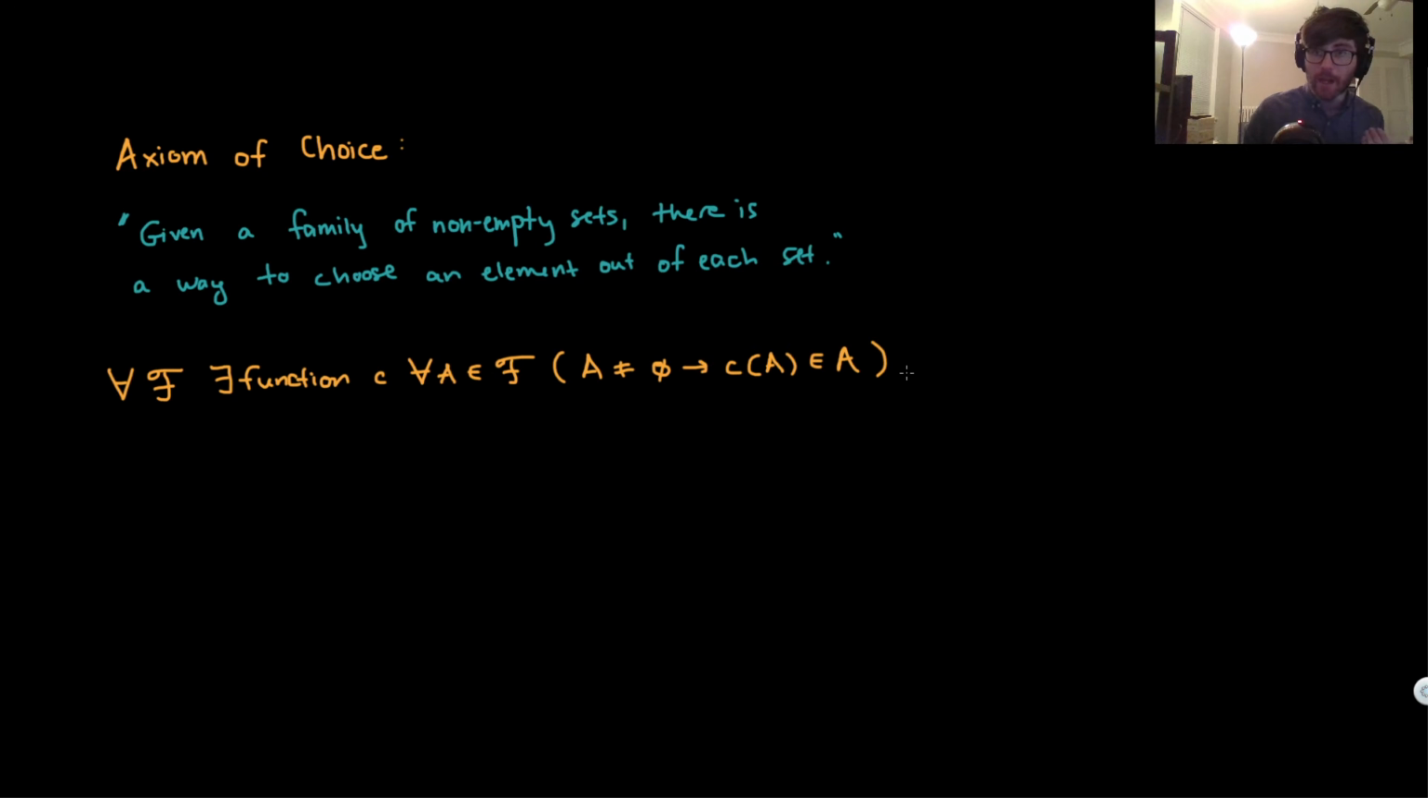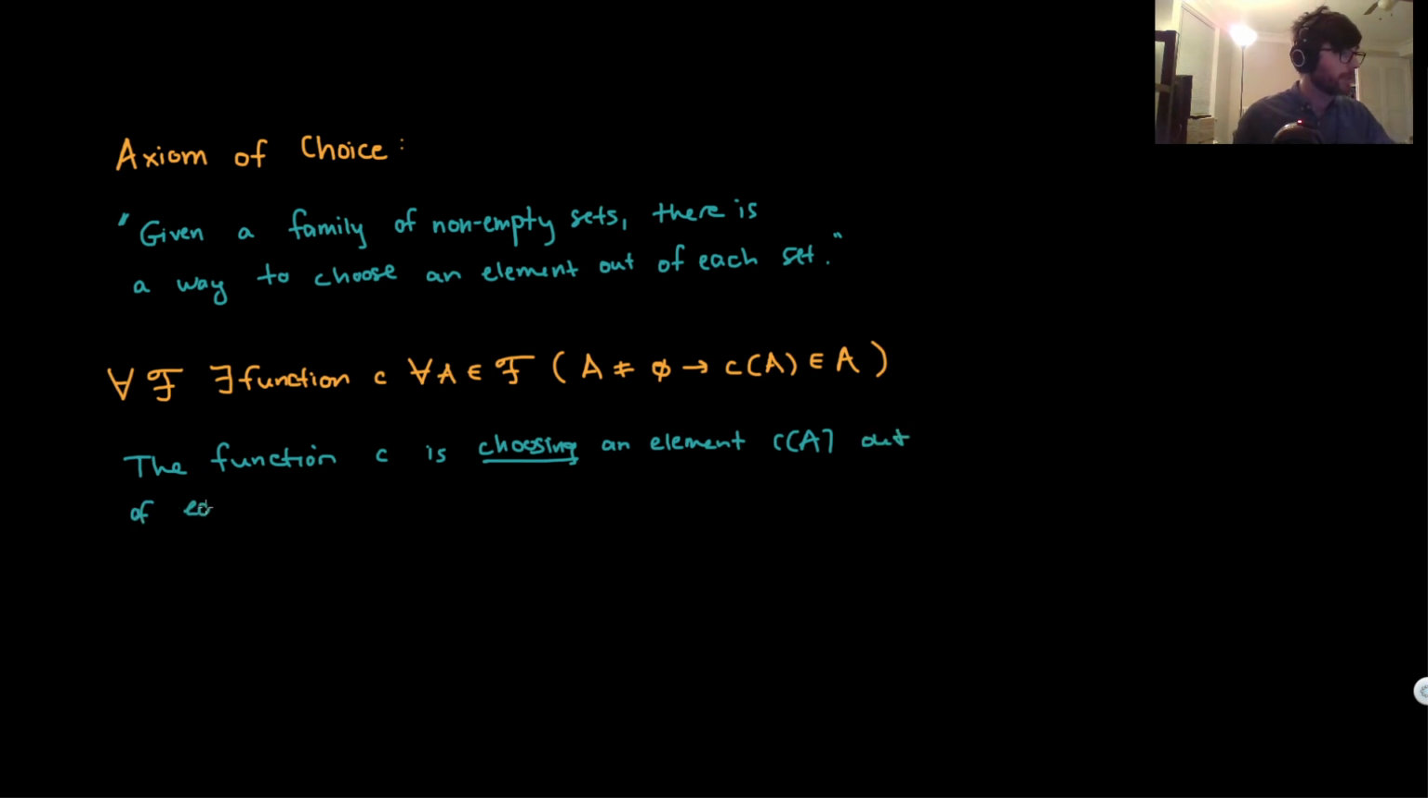So what's happening is that our function C is supposed to be choosing an element out of all of our non-empty sets A. So the function C is choosing an element C of A out of each non-empty set A.